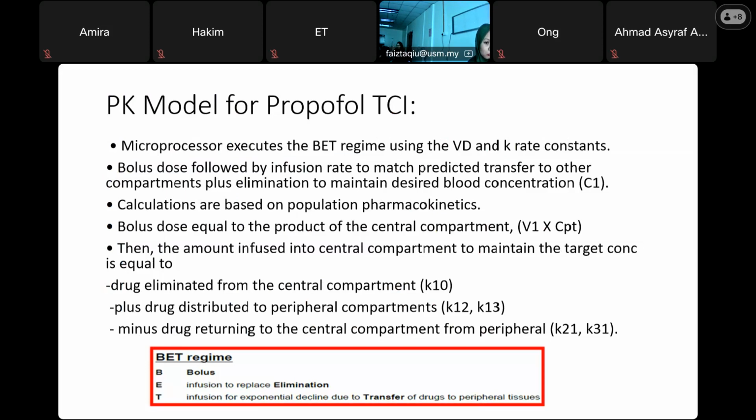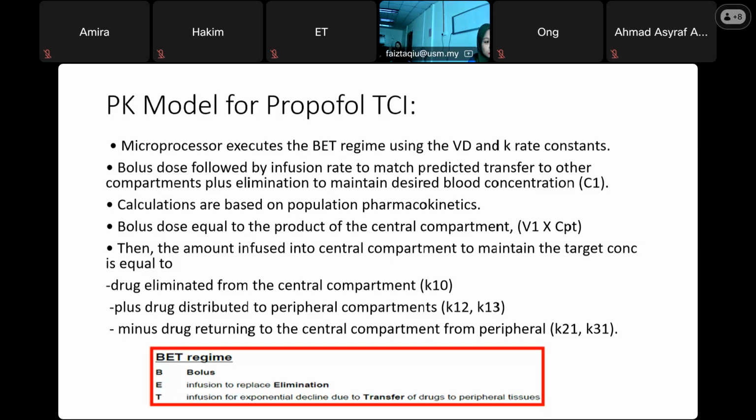So it will calculate, calculate, not measure, how much of the drug is expected to be eliminated from the central compartment, that K10. How much the drug will be distributed to the peripheral compartment: K12 means from V1 to V2, very good, K13 means from V1 to V3. Poor vessel, rich vessel, poor vessel. So the machine will think about that. They will calculate that.